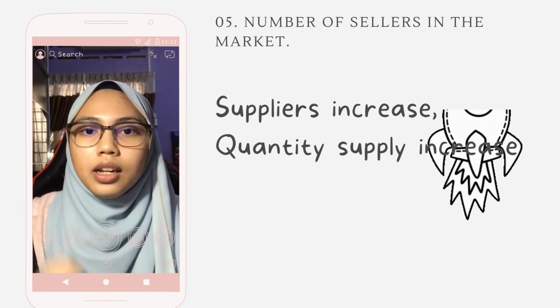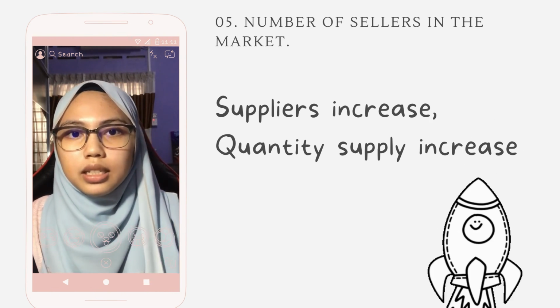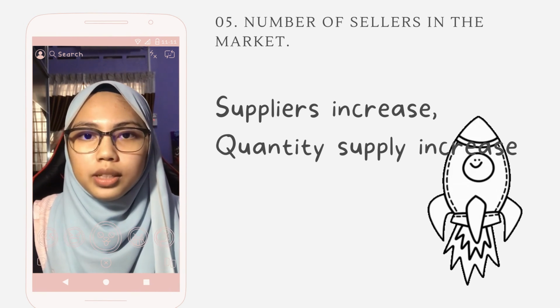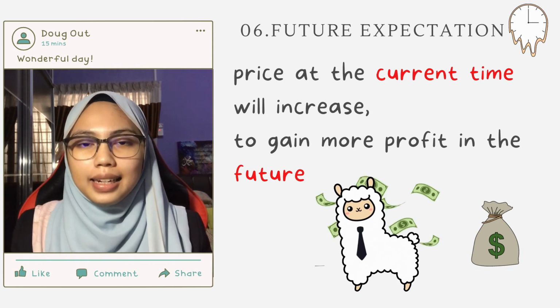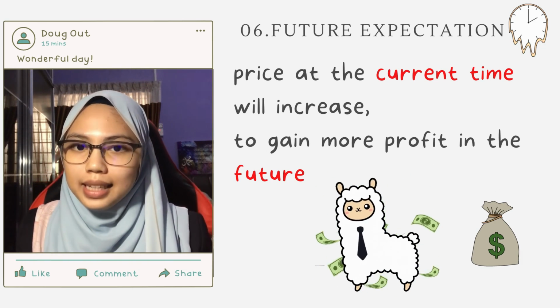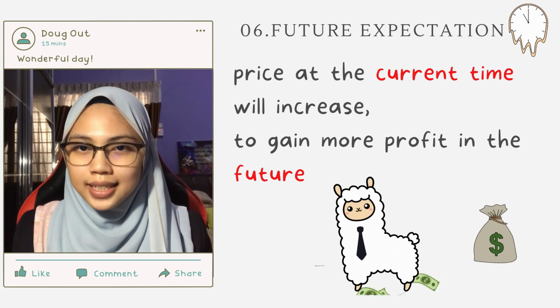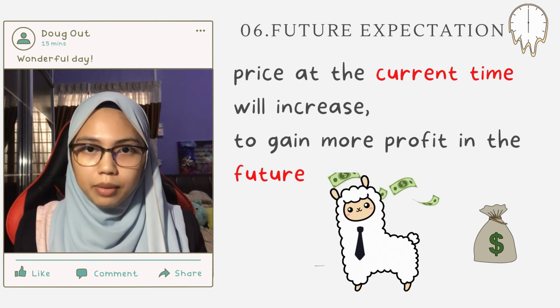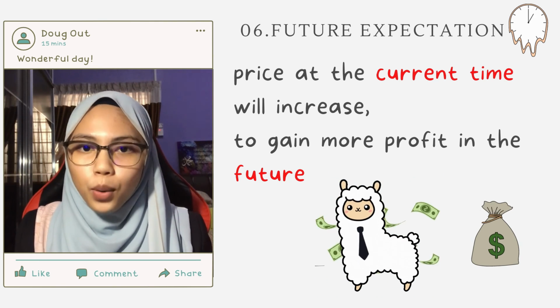Factor number 5, number of sellers in the market. The number of sellers influences supply because when suppliers increase, more output can be produced and the quantity supplied will increase. And the last one, future expectation. When the producer expects that the price of goods will increase, the producer will supply fewer goods at the present time. They will supply more goods in the future to gain more profit.